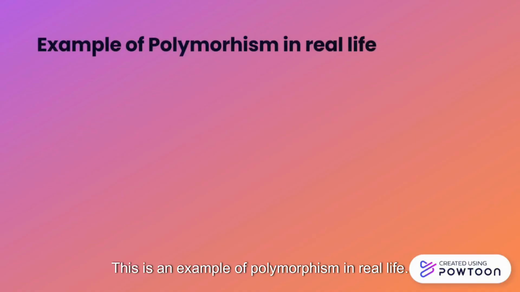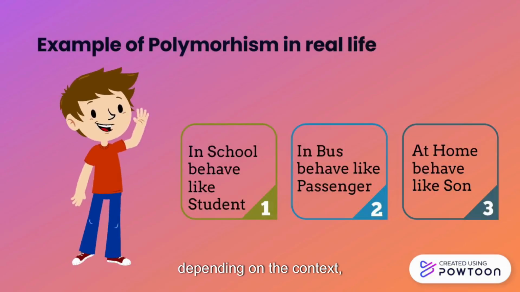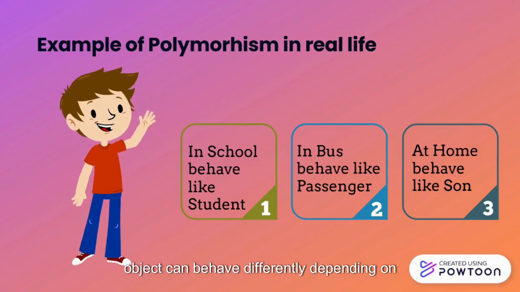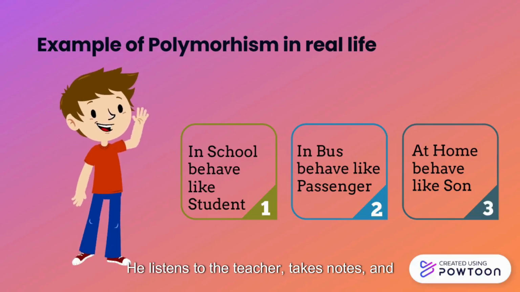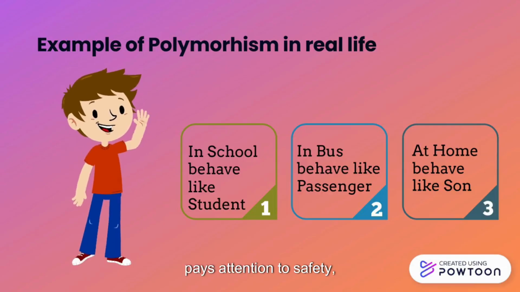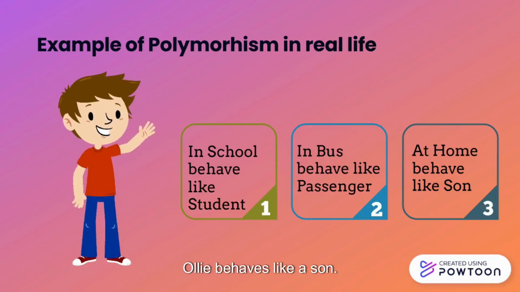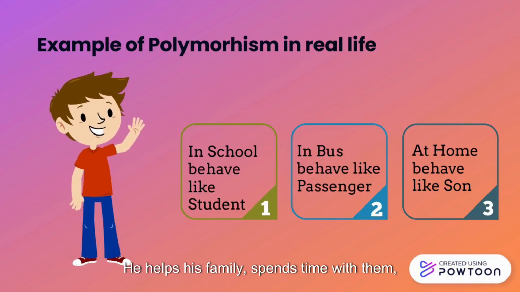This is an example of polymorphism in real life. One person can take on different roles depending on the context, just like in programming, where the same object can behave differently depending on how it is used. Meet Ollie. At school, he behaves like a student. He listens to the teacher, takes notes, and follows school rules. On the bus, Ollie behaves like a passenger. He follows bus rules, pays attention to safety, and respects other passengers. At home, Ollie behaves like a son. He helps his family, spends time with them, and follows home routines.